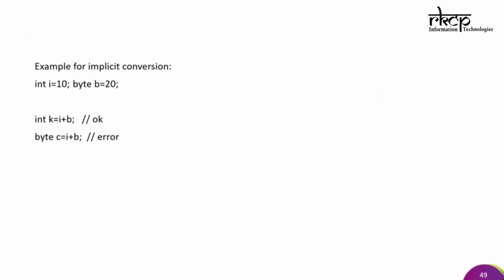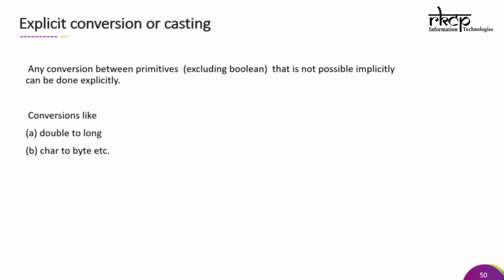But suppose here I have given an example: int i equal to 10, byte b equal to 20. Now you want to use int i plus b. It is saying okay. But if you do the reverse, if you store an integer in a byte, it will not allow you to store. A larger data type it will not allow you to store in a smaller data type by default. So if you want to do that, you have to use explicit type conversion, meaning explicitly you have to do it. The system will not do it automatically.